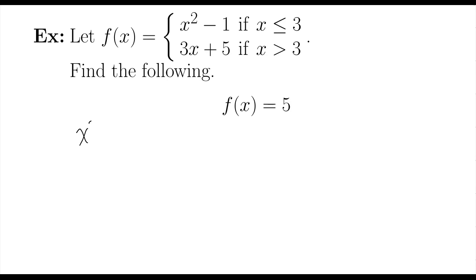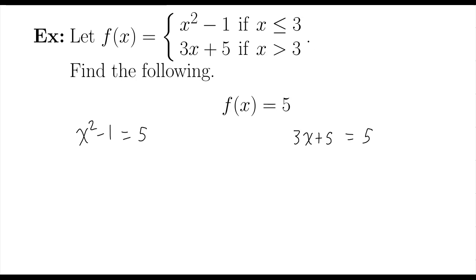X squared minus 1 equals 5, and 3x plus 5 equals 5. We have to solve both of these because we'll get x values for answers, possible answers. Only x values that fit these will be acceptable.